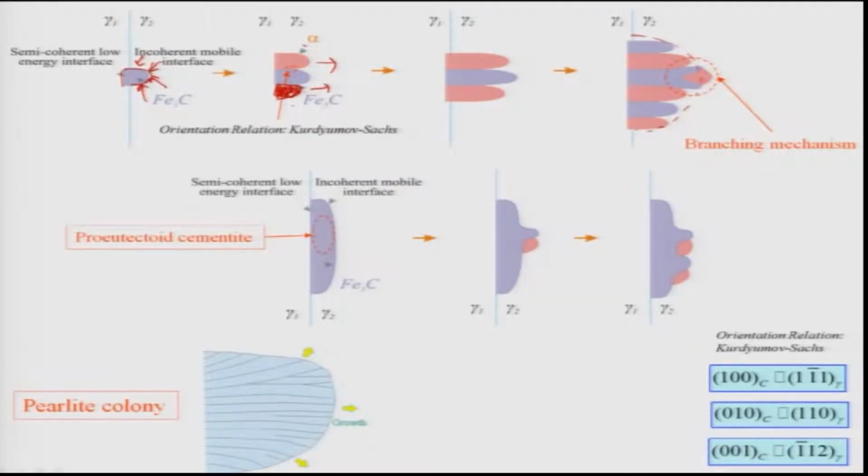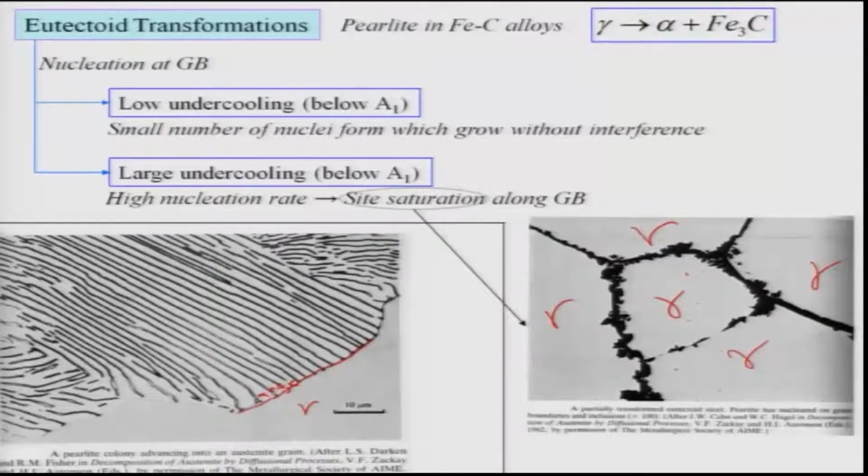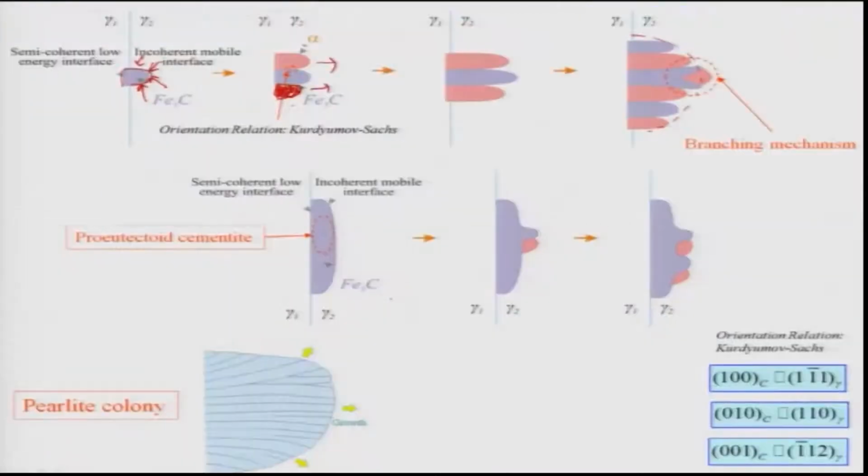Let me show one such colony, as seen in this picture. This is one colony, and this is a gamma grain. This colony is growing into the gamma grain, and this is normally observed. Therefore, I can easily explain the formation, or the growth, of these pearlitic colonies in the transformations.